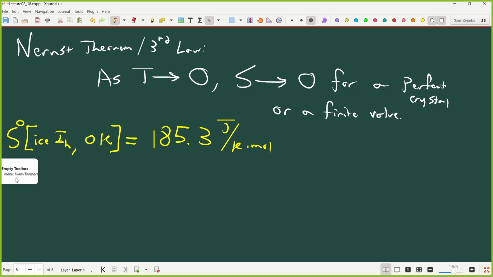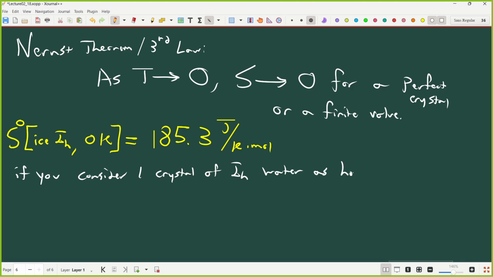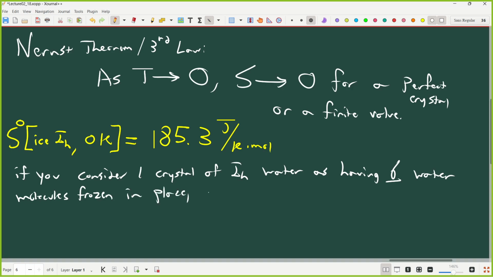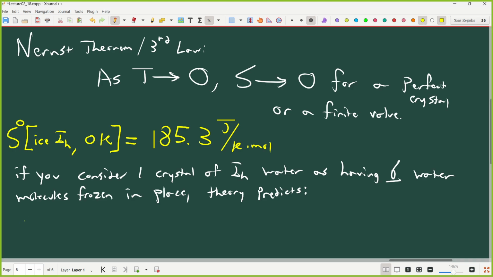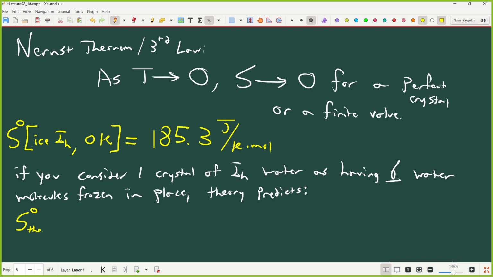If you consider one crystal of IH water as having 6 water molecules frozen in place, theory predicts a different value. Right? What theory predicts is 188.7 joules per Kelvin per mole.